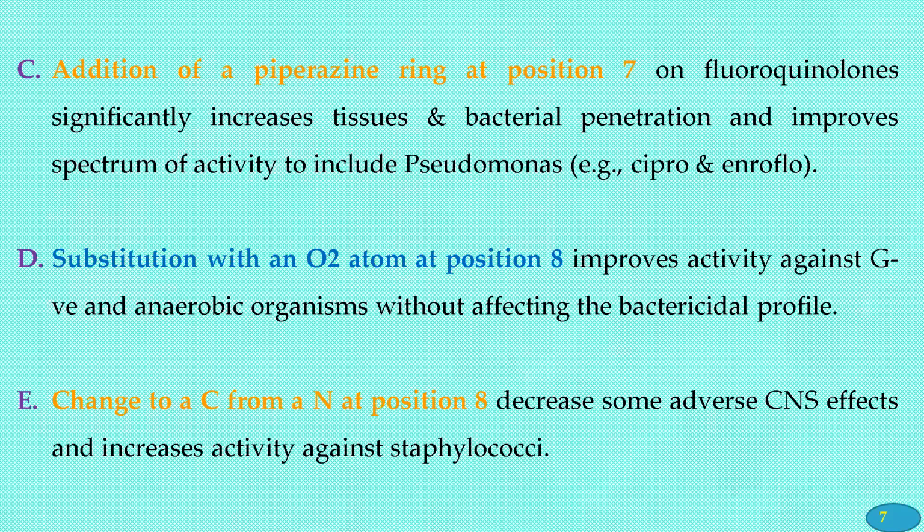Substitution of an oxygen atom at position 8 improves activity against gram-positive and gram-negative bacteria, including anaerobic organisms, without affecting the bactericidal profile. The change from C to N at position 8 decreases some adverse CNS effects and increases activity, especially against gram-positive bacteria such as Staphylococcus aureus, especially methicillin-resistant Staphylococcus aureus.